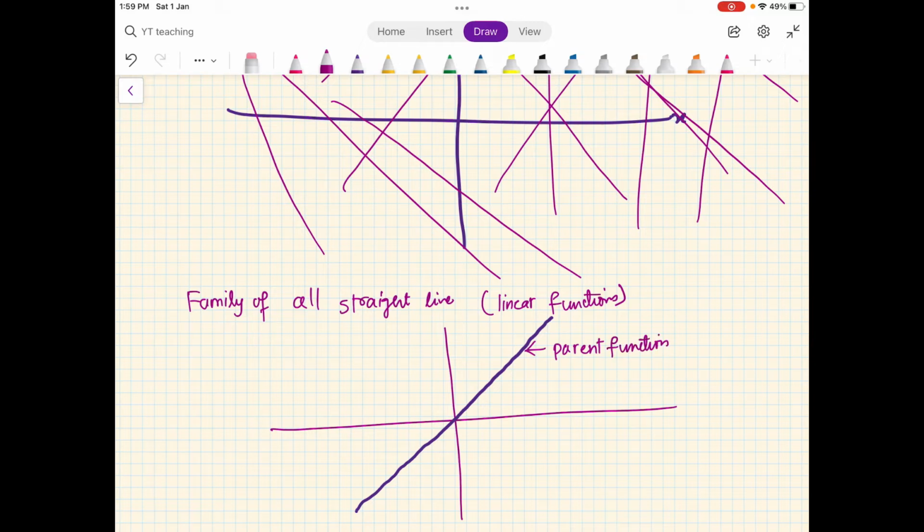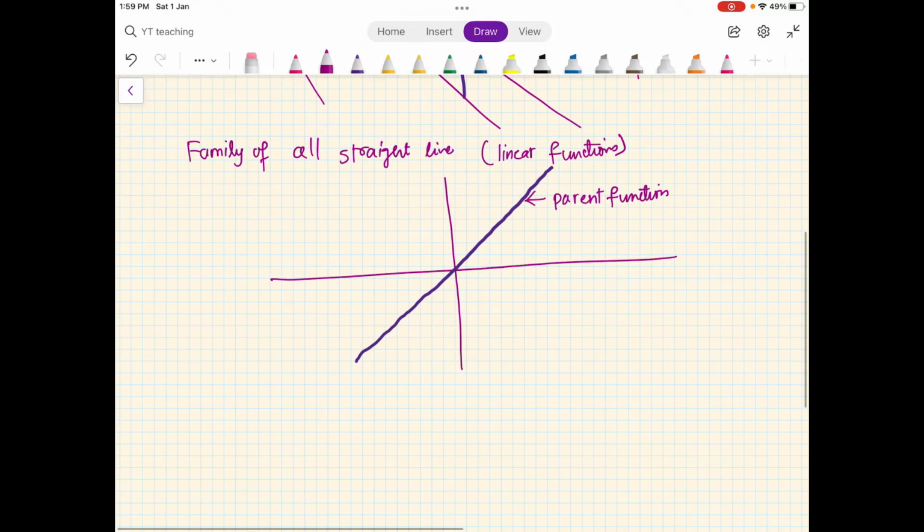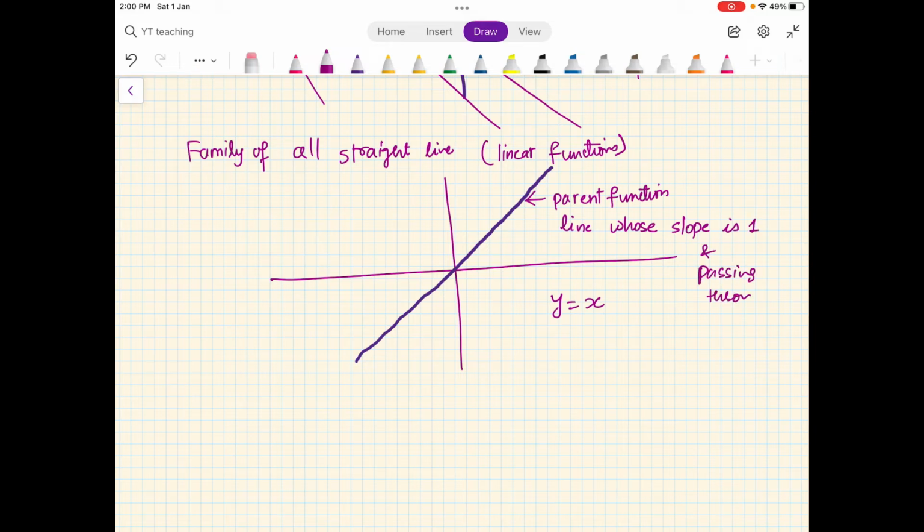If we know some characteristics of the parent, then definitely there will be the same characteristics in the other kids also, right? So we treat all other members of the family as kids. So we call the simplest function in that family the parent function. In this case, for the linear function, the parent's equation is y is equal to x, because this is a line whose slope is 1 and which passes through the origin.